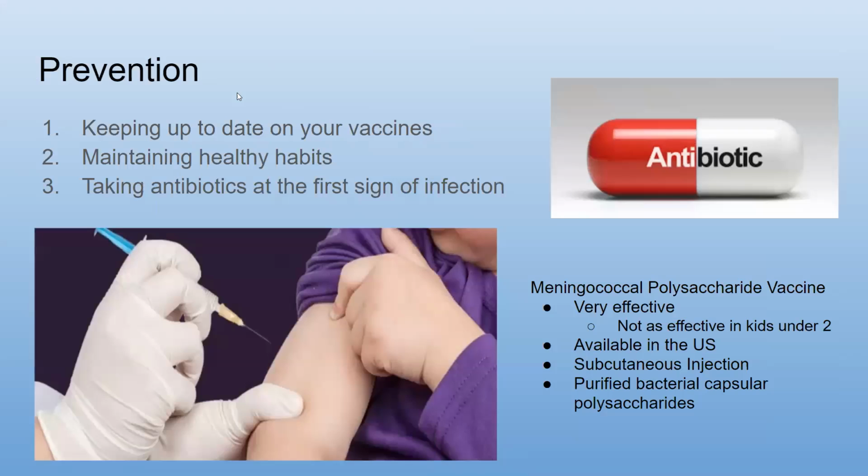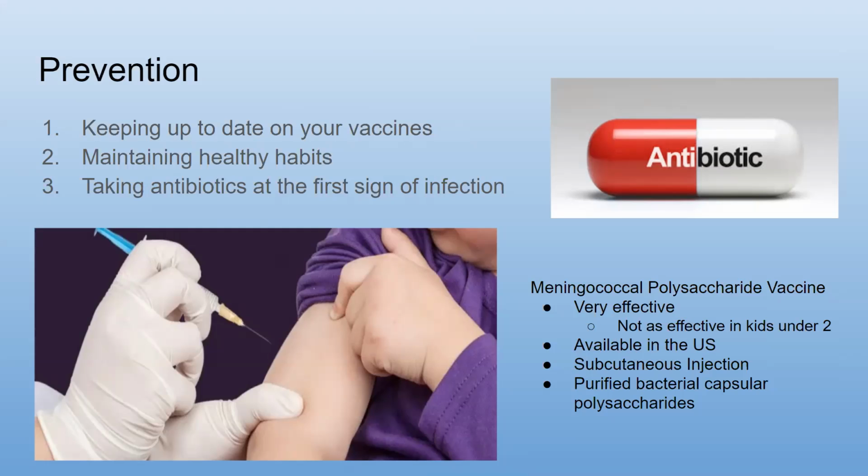The prevention of this disease includes keeping up to date on your vaccines. One vaccine is called meningococcal polysaccharide vaccine. This vaccine is currently available in the US. The recommended dose is a single 0.5 milliliter subcutaneous injection. It consists of purified bacterial capsular polysaccharides. The effectiveness of this vaccine is well established, but is not well established in children under 2 years of age. The vaccine is good for about the first 3 years after it's been injected.